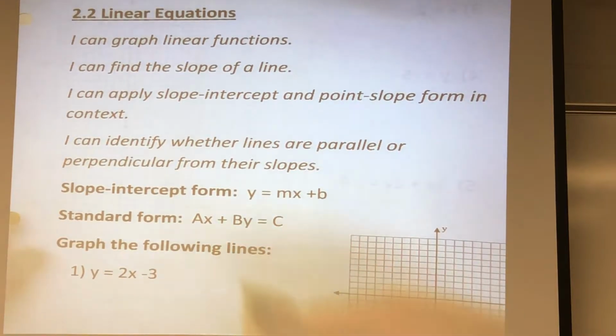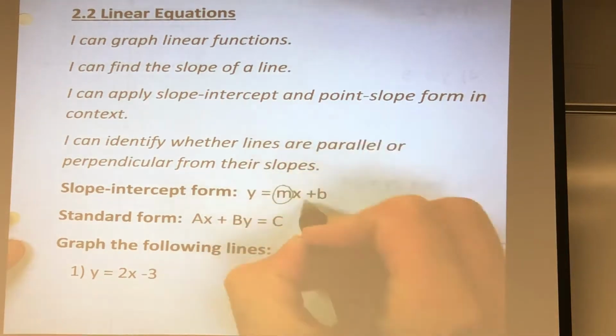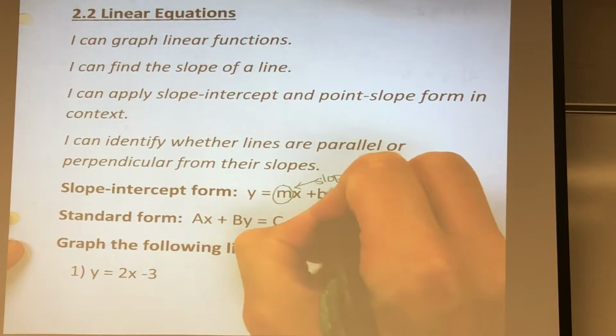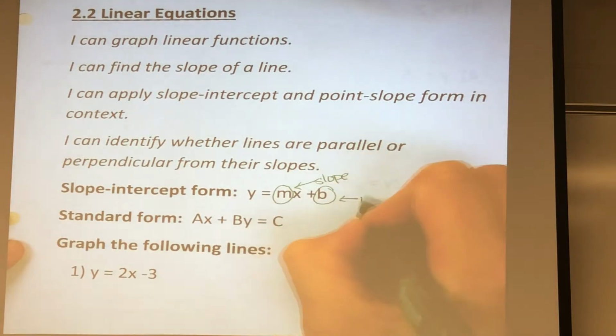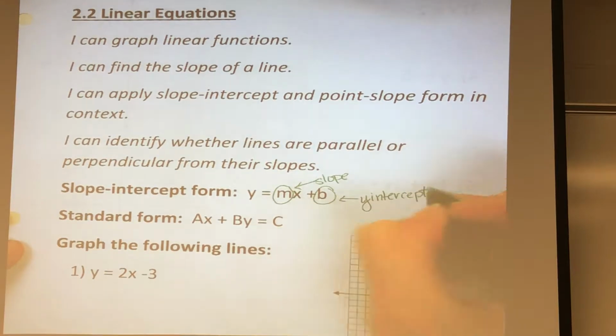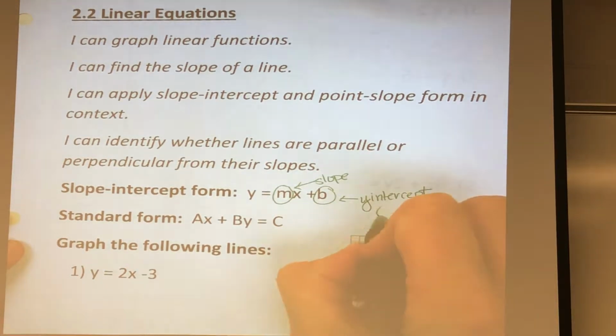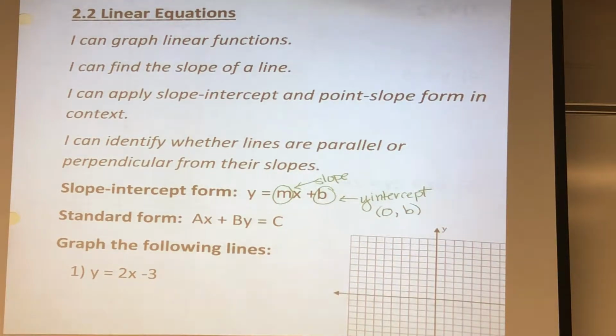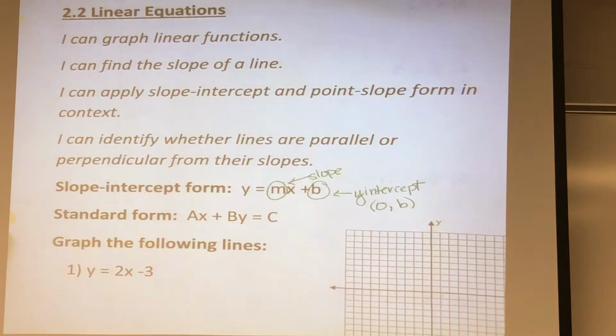Just a reminder that m, not the x, just the m, stands for slope. And the b is your y-intercept, so where your graph crosses the y-axis. So it's always a point, 0, and then whatever your b value is. So your x value is 0 and your y value is b.